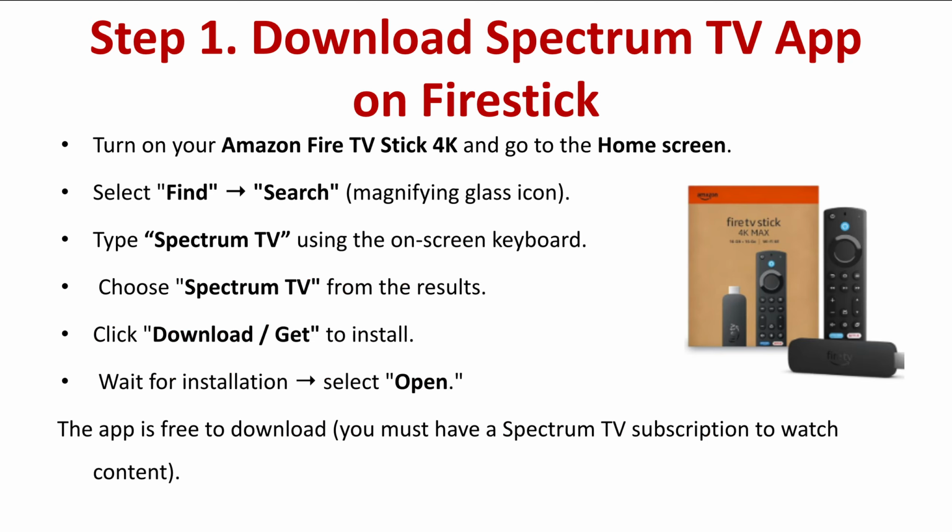Turn on your Amazon Firestick 4K and go to the home screen. Then select Find, then Search. Then type Spectrum TV using the on-screen keyboard. Choose Spectrum TV from the results, then click Download or Get to install. Wait for installation, then select Open.